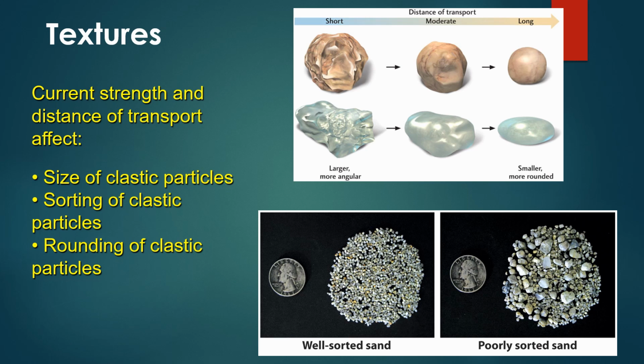The last aspect is the shape of the grains. We use angular, subangular, subrounded, and rounded to describe the shape of the grains. The shape of the grains is related to the transportation distance. If the sediments are transported for a short distance, then the grains tend to be angular to subangular. If the sediment has experienced long-distance transportation, then the sediments tend to be rounded or subrounded.